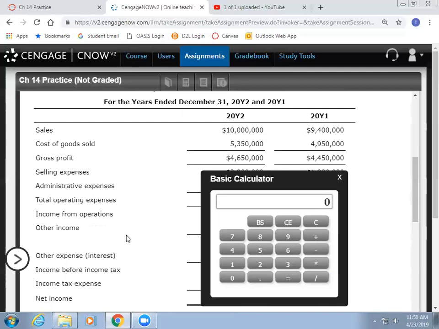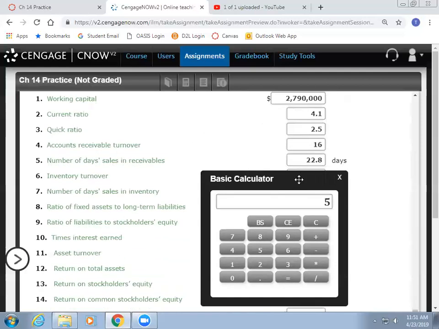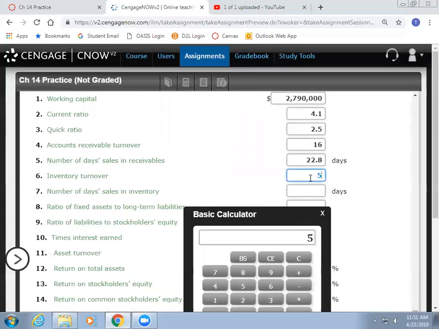So cost of goods sold is 5,350,000, and we are going to divide that by our average inventory of 1,070,000. And we should get an even 5. So on average, we turn over our full inventory about 5 times a year. And again, we would have to know our industry and our company to know if that was a good or a bad measurement.